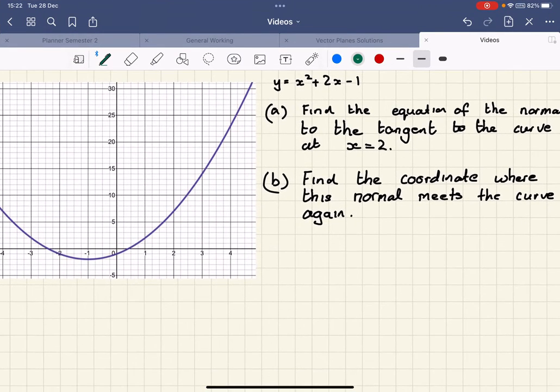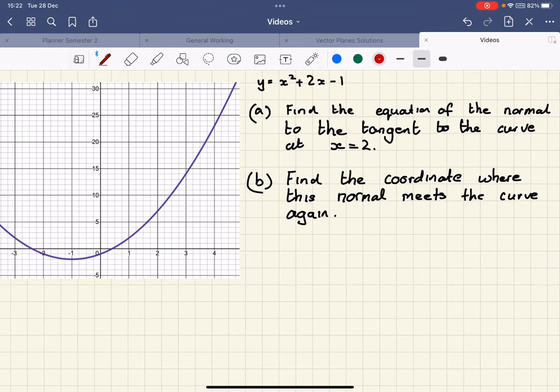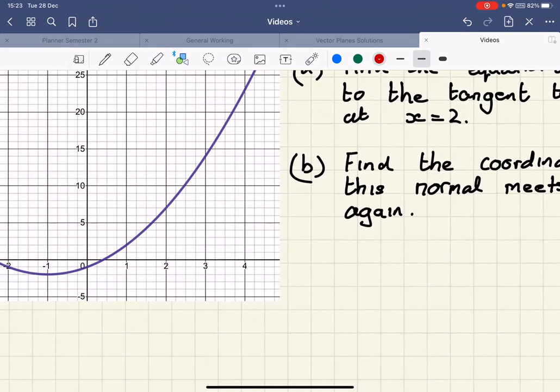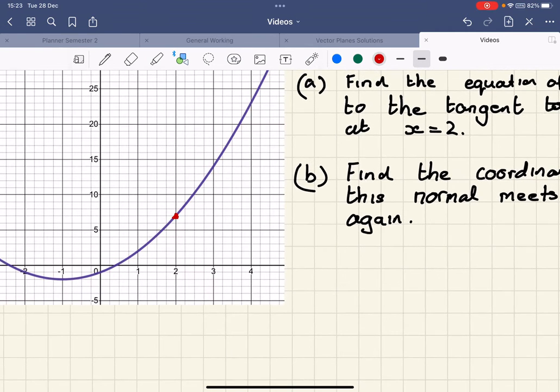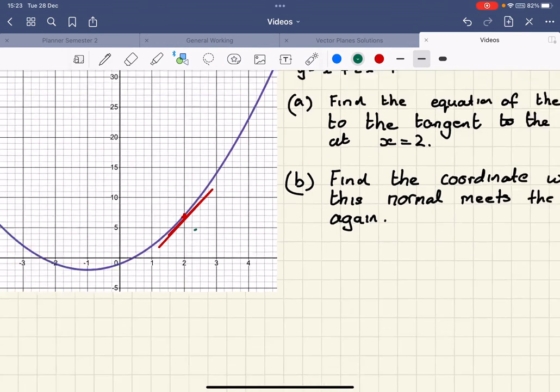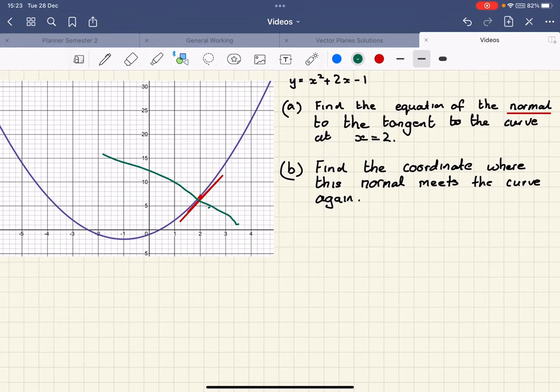So we've got a curve here, y equals x squared plus 2x minus 1, and we're going to find the equation of the normal to the tangent to the curve at x equals 2. So let's go in here to x equals 2, and we'll start just thinking about the tangent is going to go like that, roughly, and then the normal is going to come off at 90 degrees from there. So the normal is going to come across like that, and that's going to be 90 degrees.